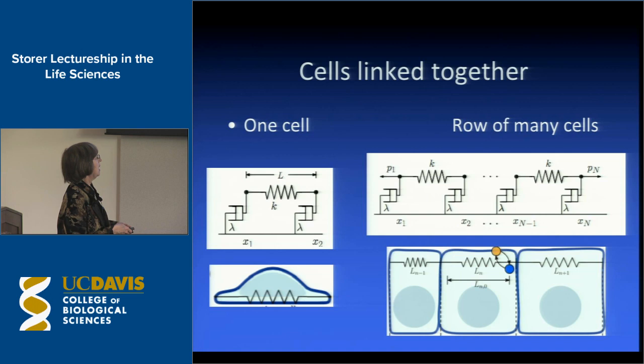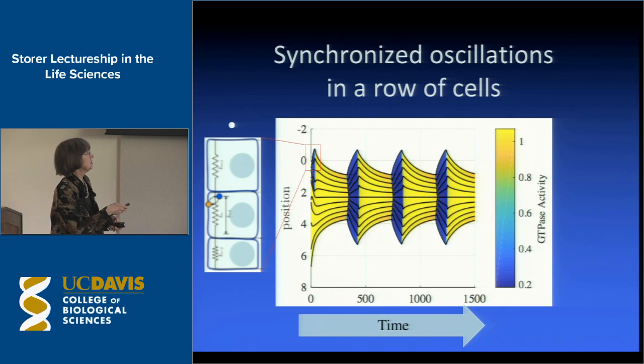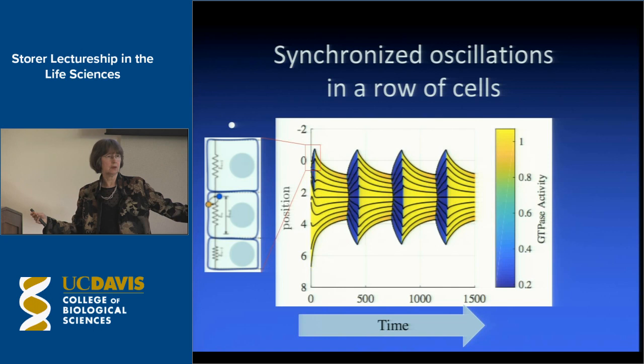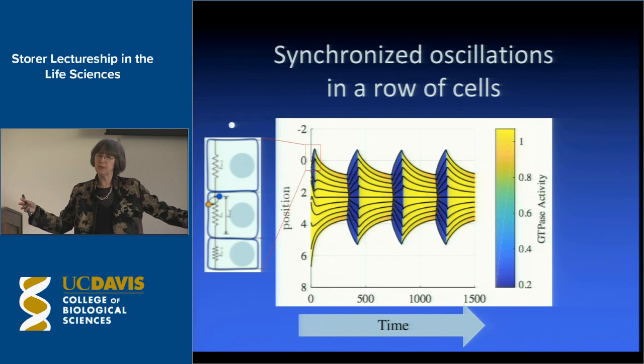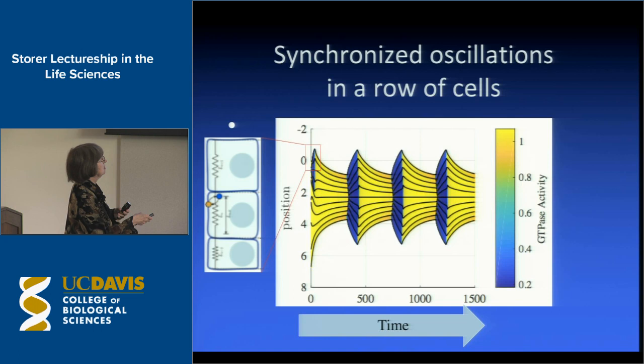So it turns out, let me orient you to what you see here. Time is on this axis. Think of a row of cells. I'm showing three cells here, and then there's the fourth, fifth, sixth, and so on. This is many cells in a row. The black lines are the edges of those cells. And here what you see is cells contracting and expanding in synchrony. And you also see the color, which represents the level of the GTPase inside the cells. So for instance, the cells start out spread out. They all contract now. All of them are high GTPase and small length. Then they expand, they relax again, and the pattern continues.